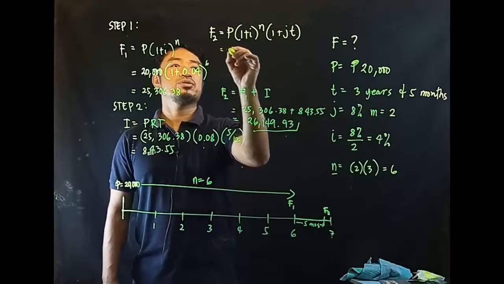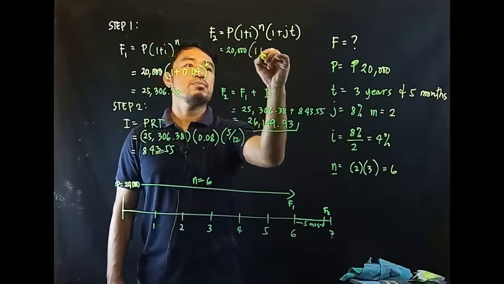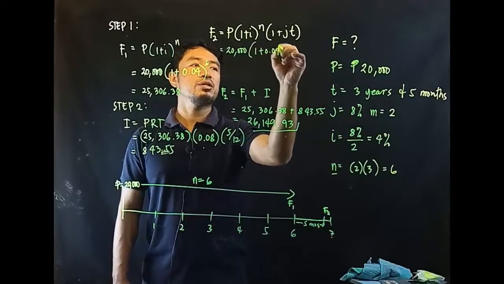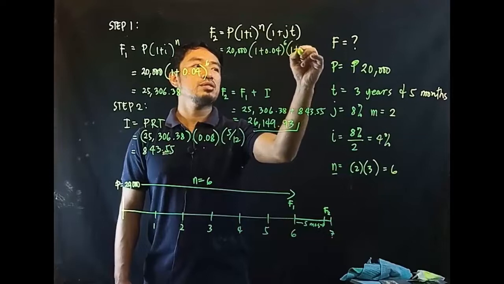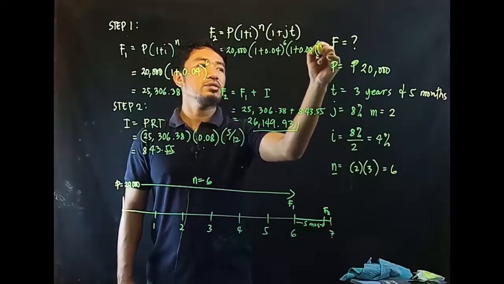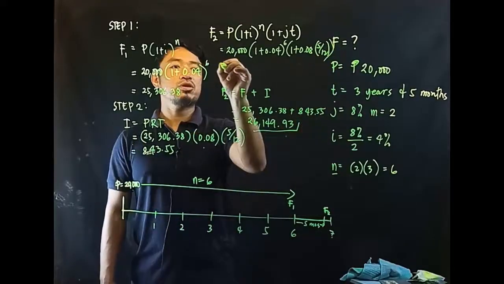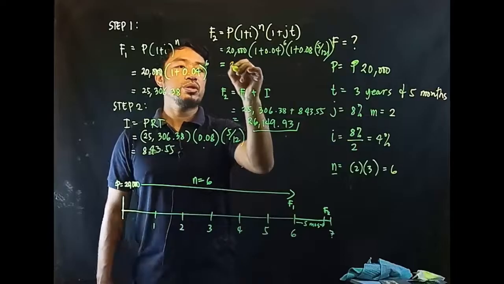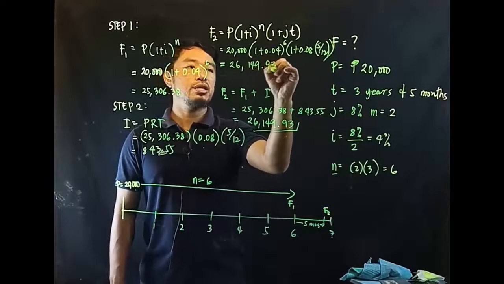So this is equal to 20,000 times (1 plus 0.04) raised to 6, times (1 plus 0.08 times 5 over 12). This is also equal to 26,149.93.